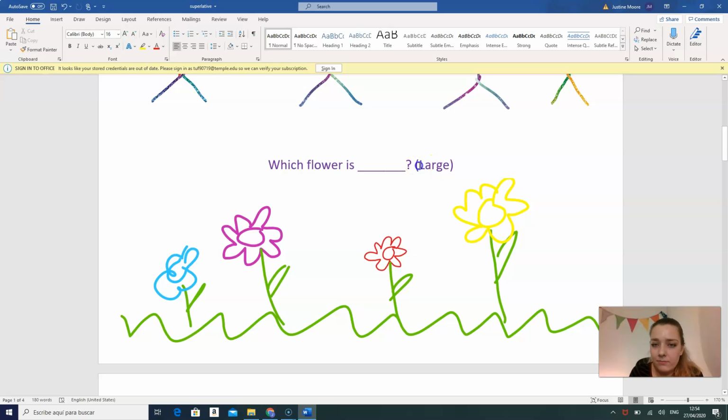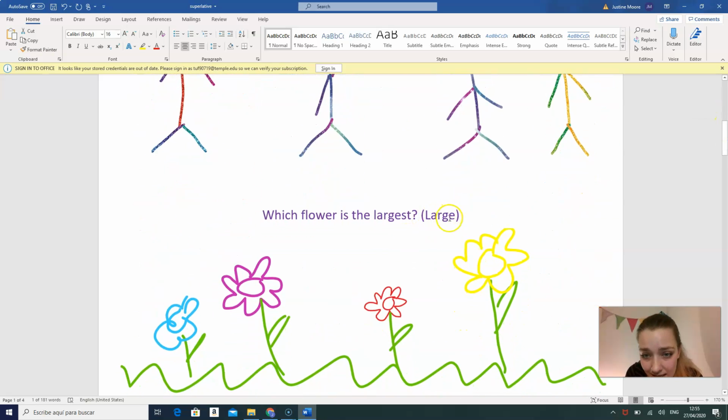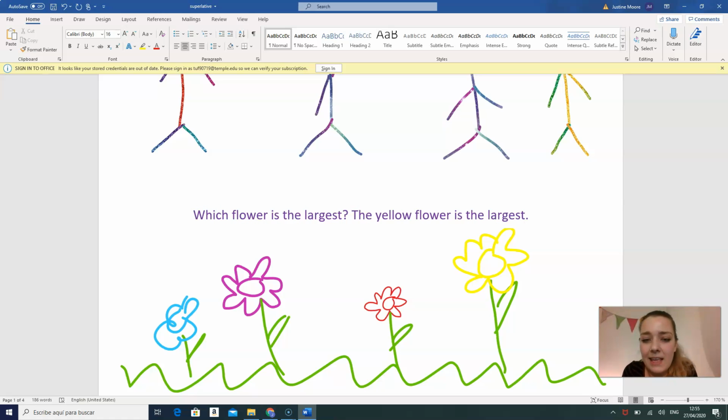Which flower is, and then we have the adjective large. We have a blue flower, a purple flower, a red flower, and a yellow flower. So to make the question with a superlative adjective, we would say, which flower is the largest? Largest. Now look, large ends in E, so we just add ST. You see how it said add EST? If the adjective already ends in E, then you just add ST because you don't want two E's. So which flower is the largest? The yellow flower is the largest. That's the answer. The yellow flower is the largest.